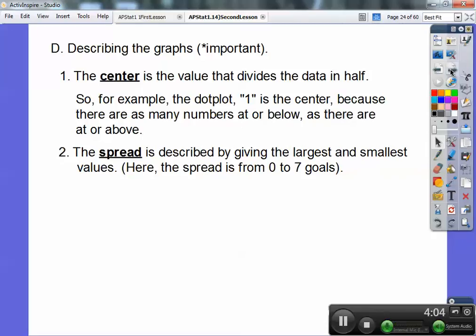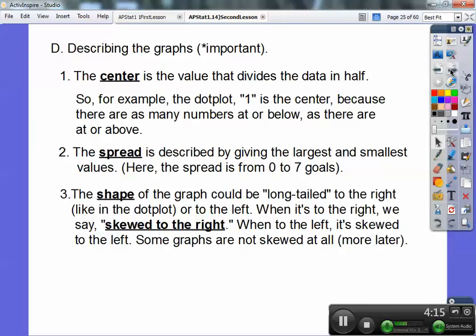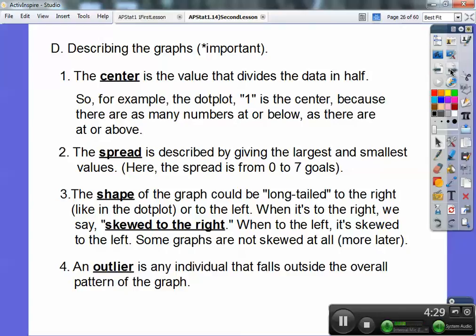Okay, the spread is described by giving the largest and the smallest value. So here the spread on the goals went from 0 to 7 goals. That was the spread. The shape of the graph could be long-tailed to the right, like that dot plot. It was long-tailed to the right. Or it could be long-tailed to the left. When it's to the right, that's when we say it's skewed to the right. And when it's to the left, it's skewed to the left. Some graphs are not skewed, and we'll talk more about that later. An outlier is any individual that falls way, I should have put that word in there, way outside the overall pattern of the graph.